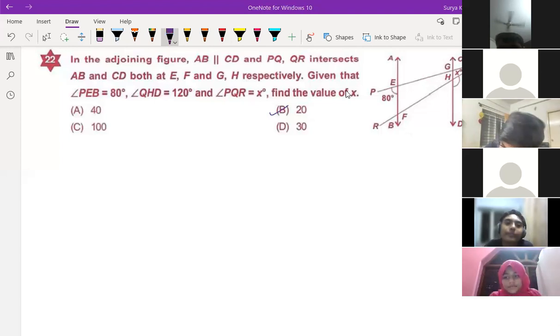So find the value of x. Okay, 120. So how much will the inner part be? Sir, I'm getting 100. 180. Then this is also 80. So 100, 60, 160, 20. Who is not getting the 20 answer? Anyone? Sir, I'm not getting. I'm getting 100.